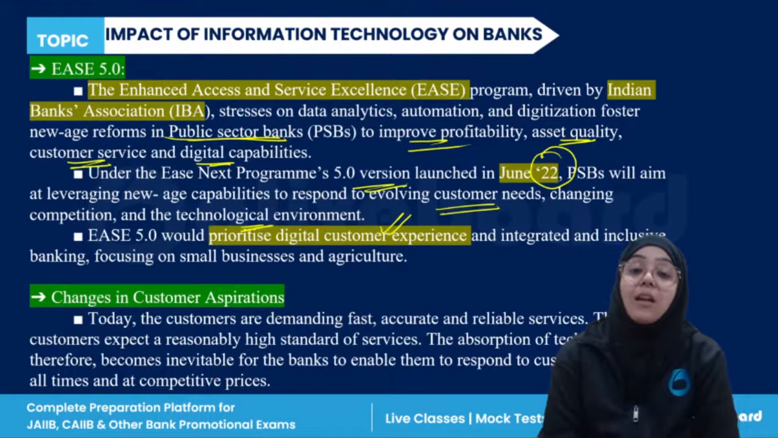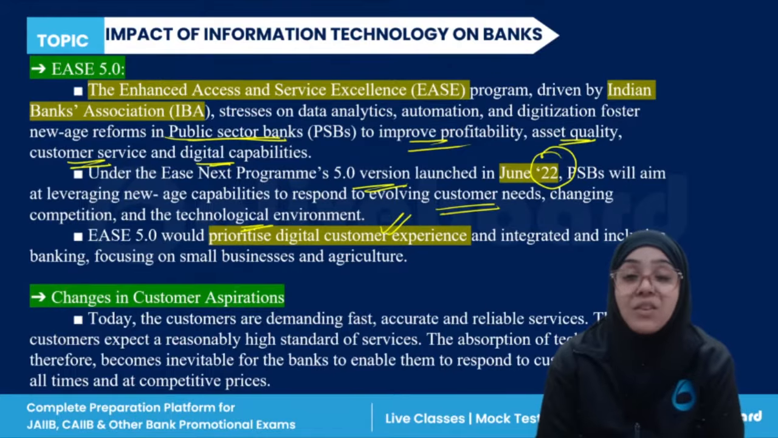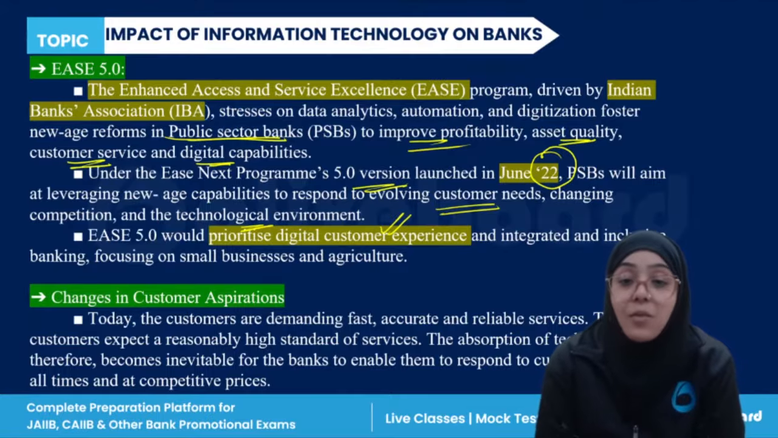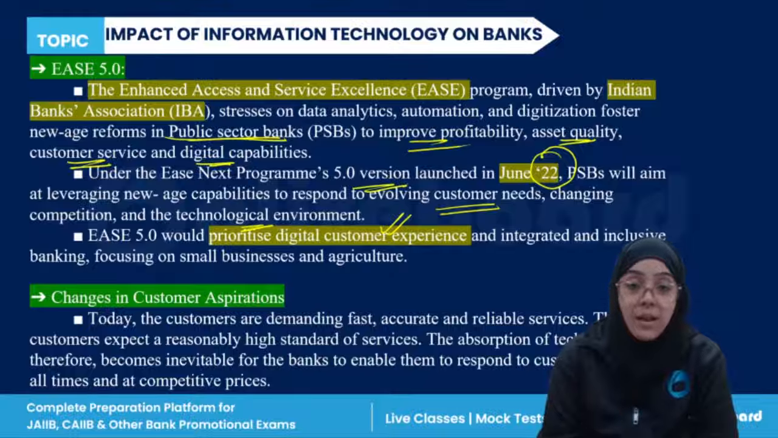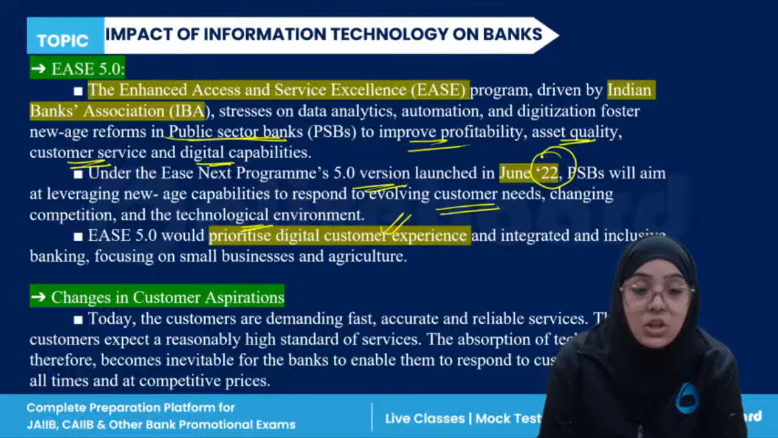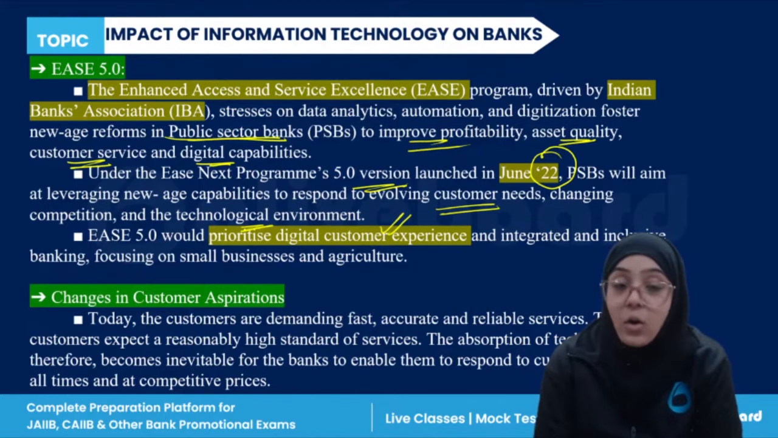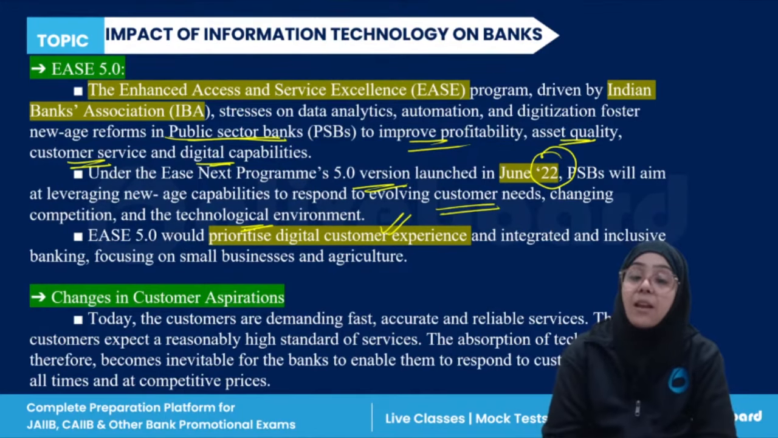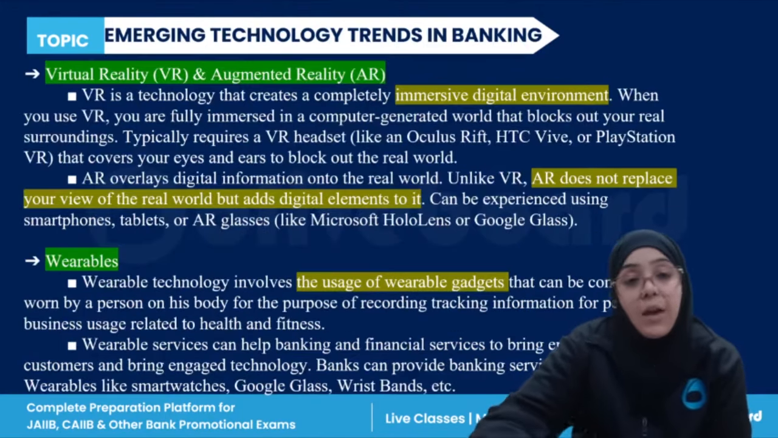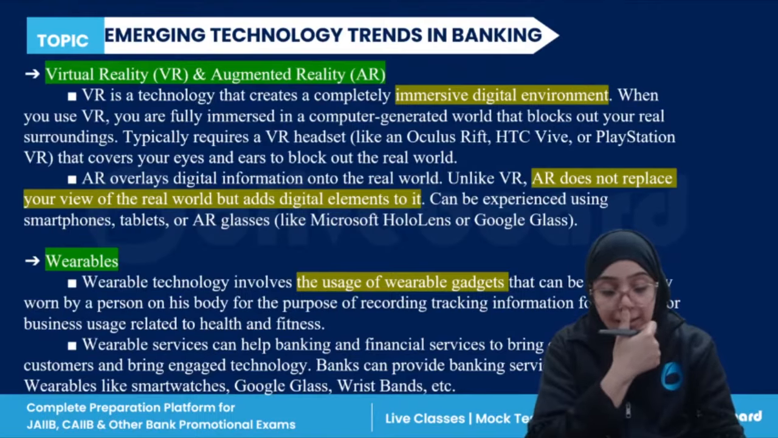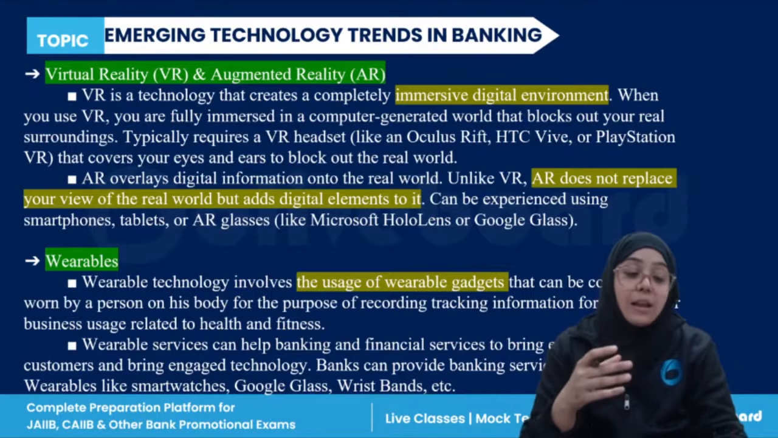How does it change customer aspirations? Because customers are demanding fast, accurate and reliable services, right? The adoption of technology becomes inevitable for the bank to enable it to respond to customer needs at all times and at a very competitive price. Clear? Now, the last thing: there are different types of emerging technologies in the banking environment.